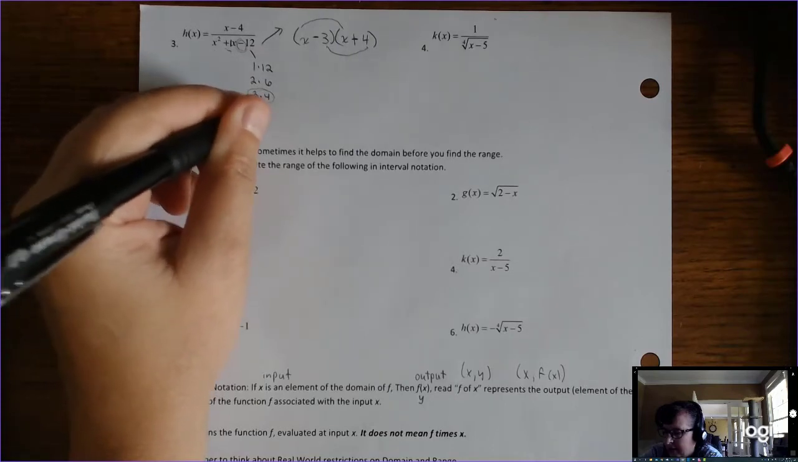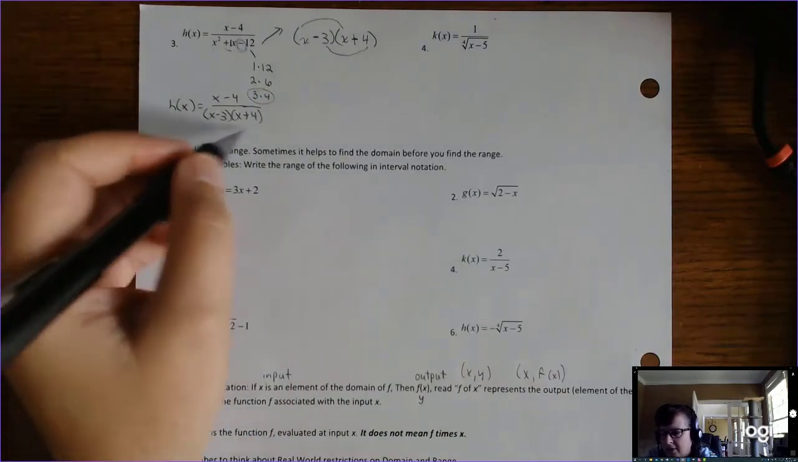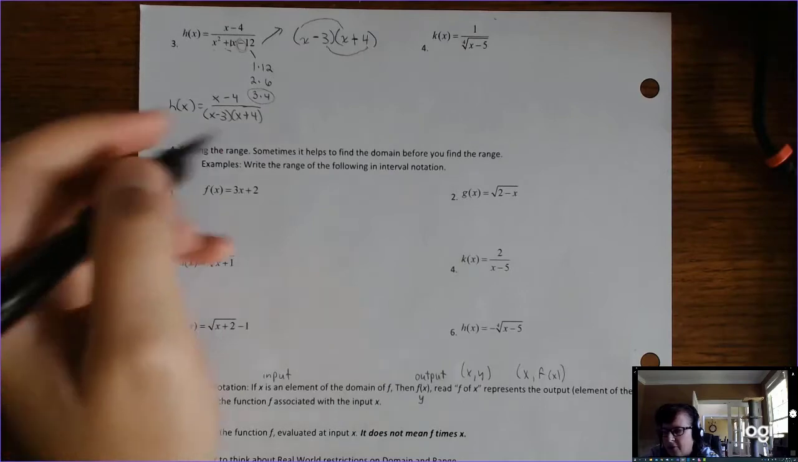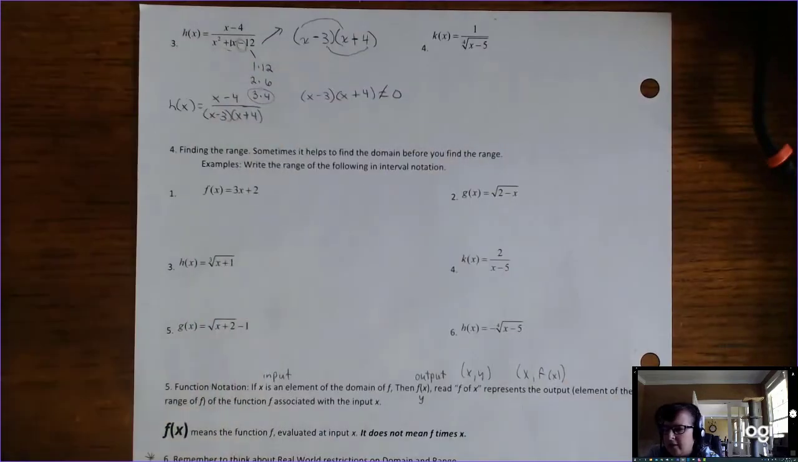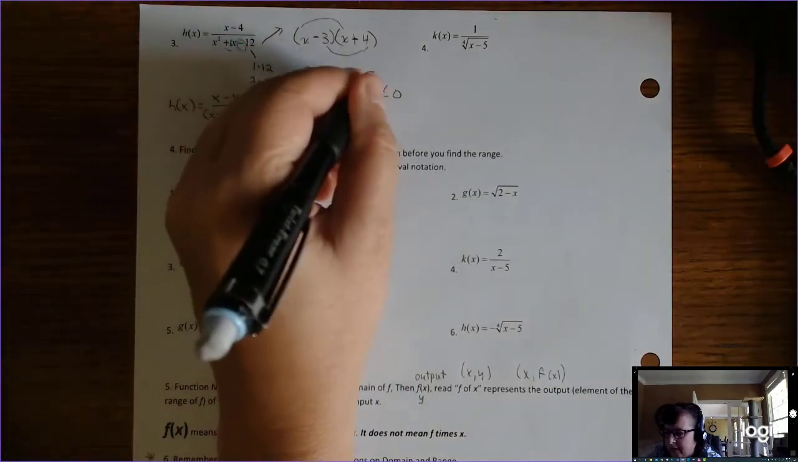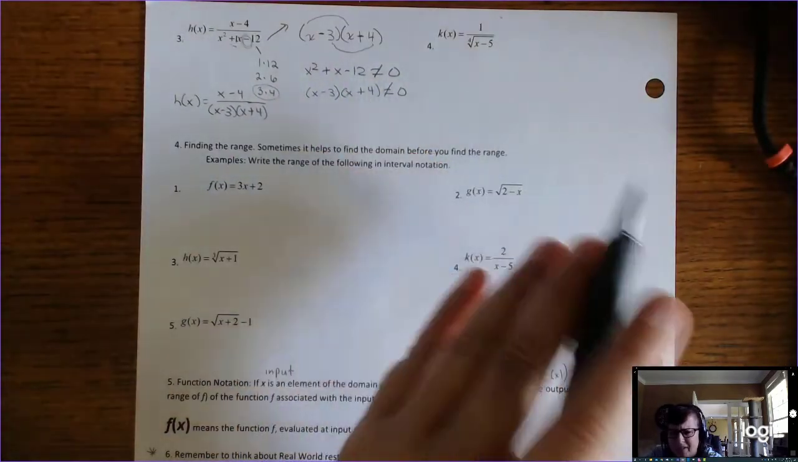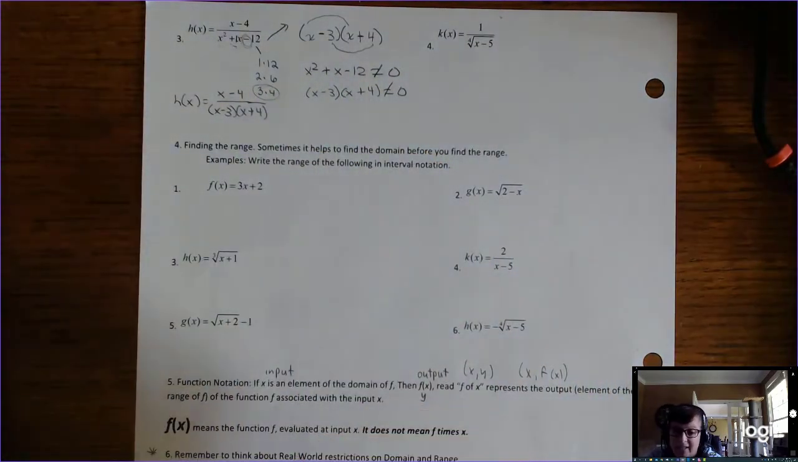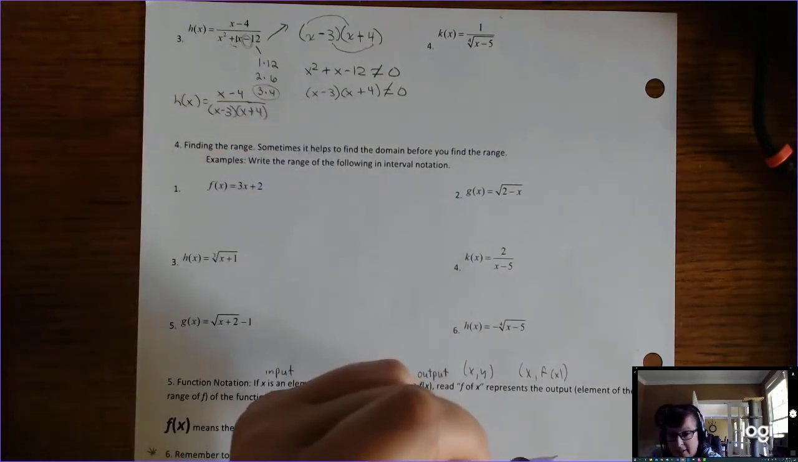Now I can do the domain. So remember, if you have a denominator and you're trying to find the domain, the denominator, which is x minus 3 times x plus 4, cannot equal 0. So this is really why I factored it, because to solve a quadratic, you have to factor it. You wouldn't want to add 12 to both sides. That's not how you solve a quadratic. That's how you solve a linear equation. But a quadratic, x squared, you've got to factor it.